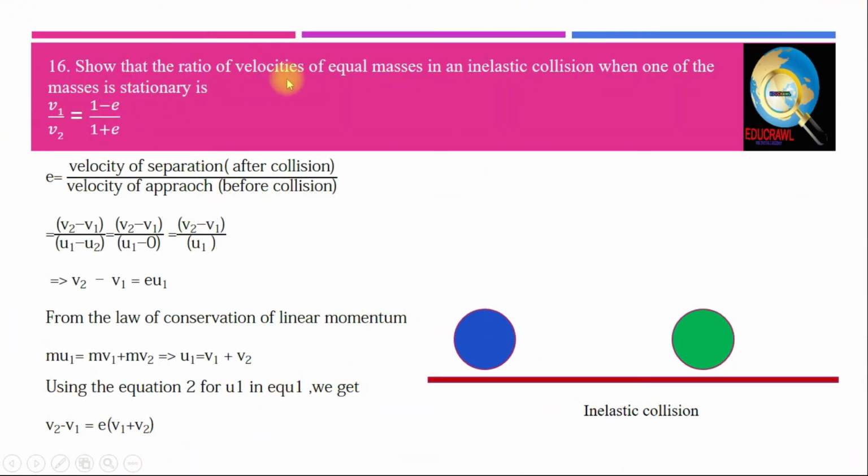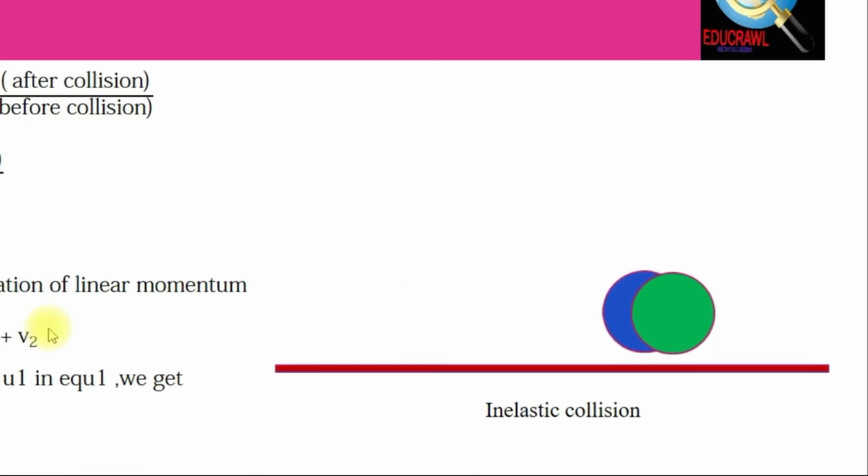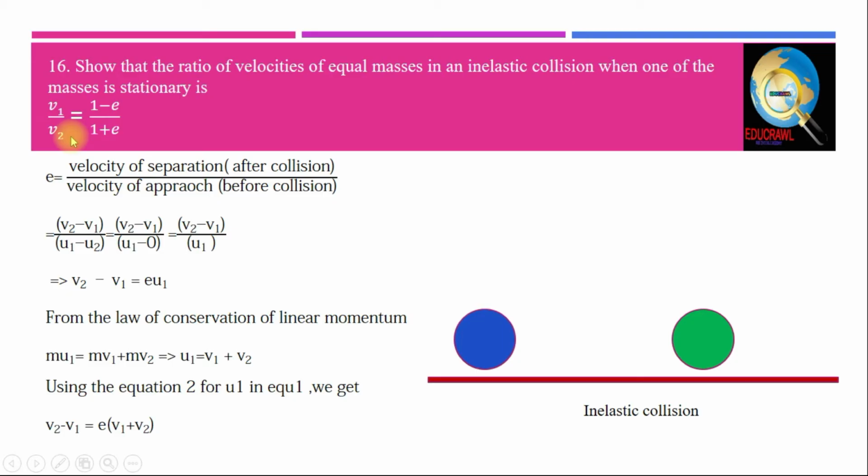Show that the ratio of velocities of equal masses in an inelastic collision when one of the masses is stationary is V1 by V2 is equal to 1 minus e divided by 1 plus e. So we know that e is called the coefficient of restitution. From the formula of e, we have e is equal to velocity of separation divided by velocity of approach, which is equal to V2 minus V1 divided by u1 minus u2. This is the formula for coefficient of restitution.